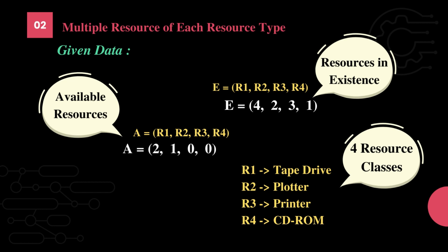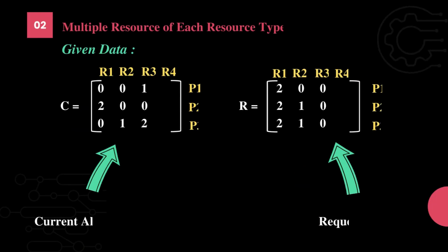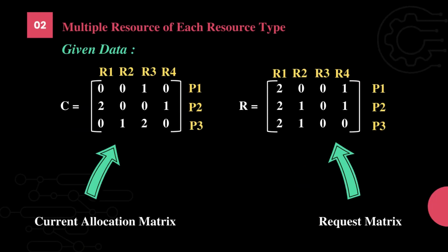For multiple resources of each resource type, we have a matrix-based algorithm for detecting deadlock. Here we have four resource classes which are labeled as tape drive, plotters, printers, and CD-ROM, where variable E gives the total number of instances of each resource in existence and A gives the currently available resources. Here matrix C shows the currently allocated resources to each process and matrix R shows the additional resources needed by each process.